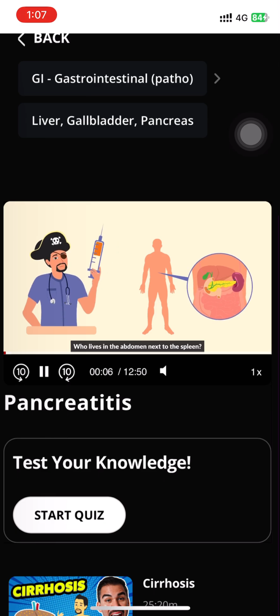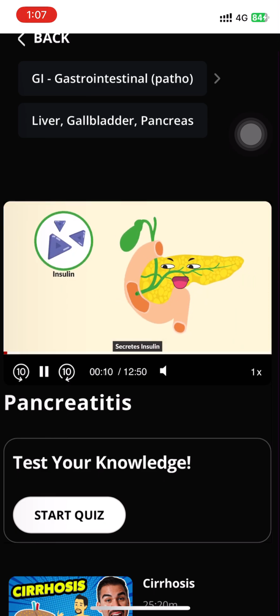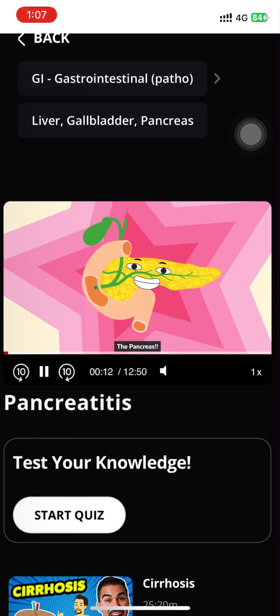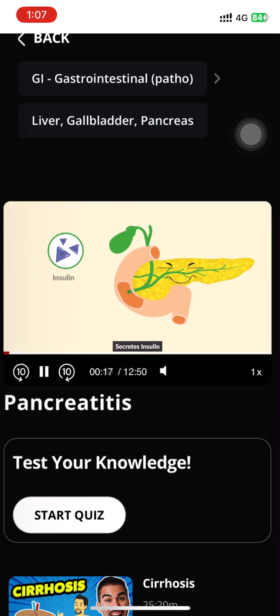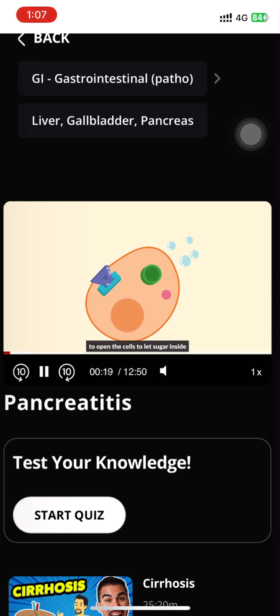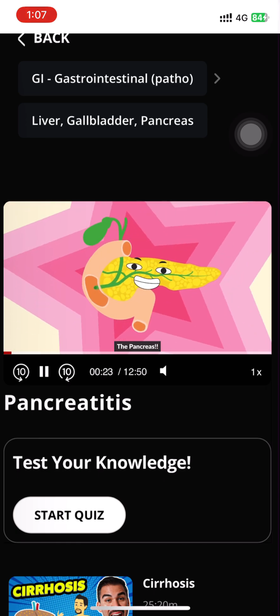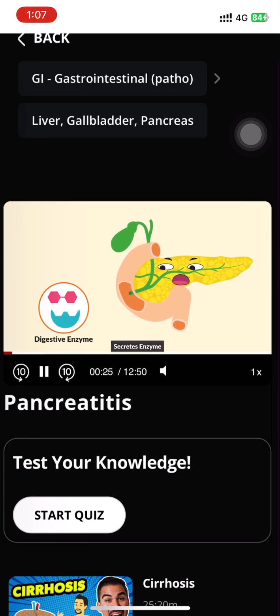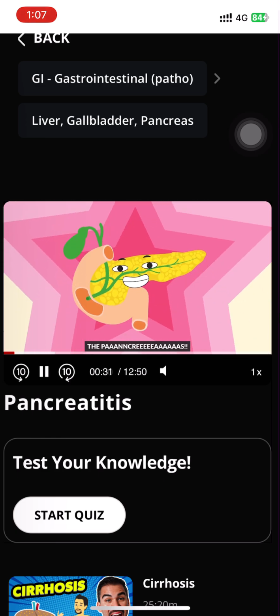Oh, who lives in the abdomen next to the spleen? The pancreas secretes insulin and digestive enzymes. The pancreas, islets of Langerhans beta cells to secrete insulin to open the cells and let sugar inside for energy. Ready? The pancreas secretes enzymes and insulin. The pancreas.